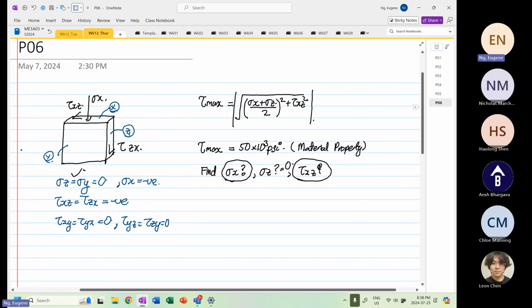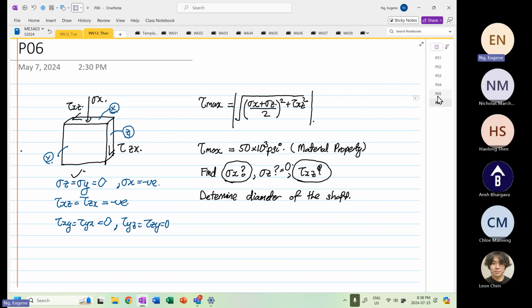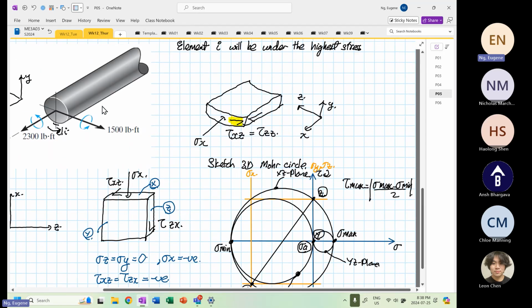I know it's a pretty long problem. We now want to determine the diameter of the shaft. We don't know what that value is, so that is our end game. Sometimes we forget our end game because the problem is just too big.